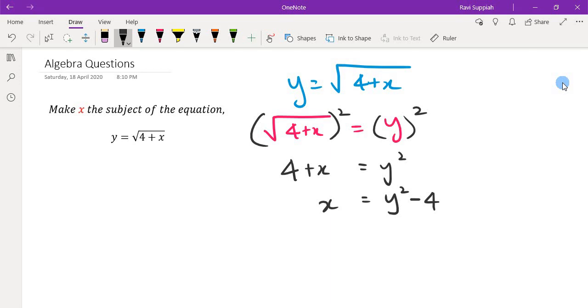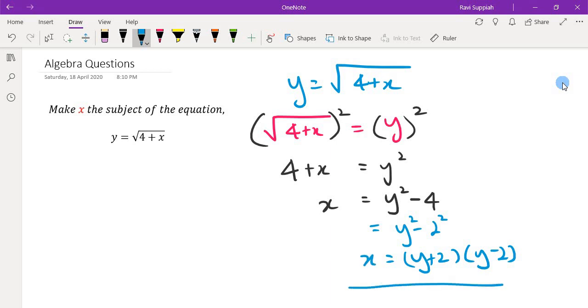So that is of course the final answer. You may expand or simplify this further, in the sense that you know that 4 is 2 squared, so this is y squared minus 2 squared, which is the same as writing (y plus 2)(y minus 2). So x equals (y plus 2)(y minus 2), or you could have also written it as y squared minus 4. So that is the final answer of making x the subject of the equation.